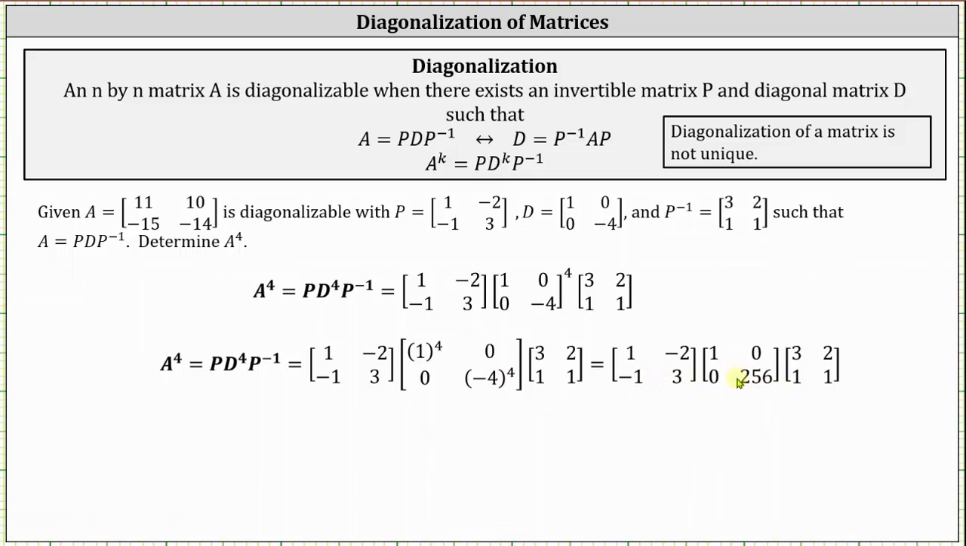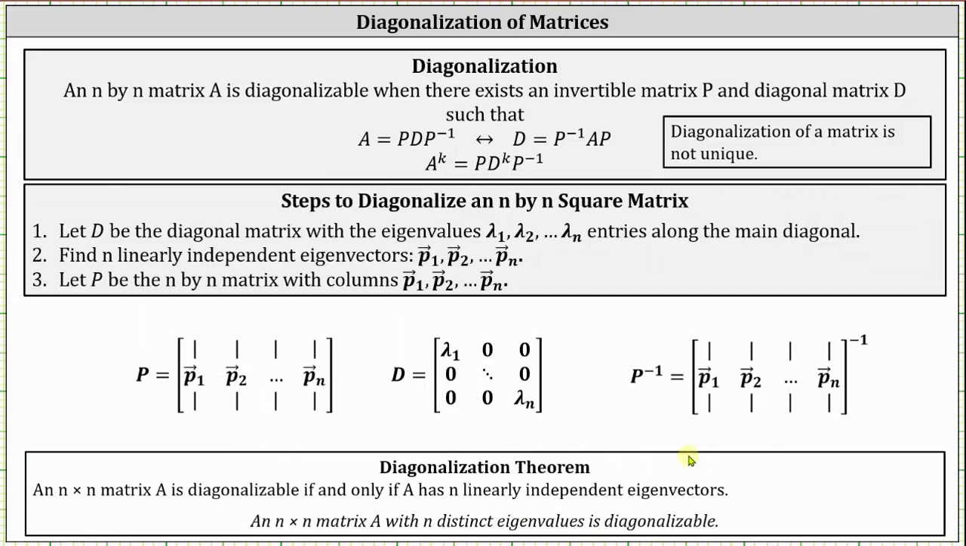And now we multiply the 3 matrices from left to right. Multiplying the first 2 matrices, we get the matrix 1, negative 512, negative 1, 768. And then we multiply by the matrix 3, 2, 1, 1, which gives us the final result. A to the fourth power is equal to the matrix negative 509, negative 510, 765, 766. And again, you may want to pause the video and verify this result.